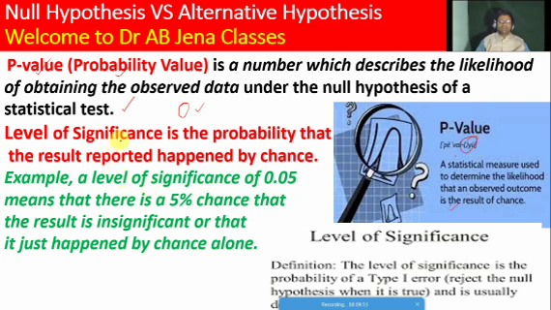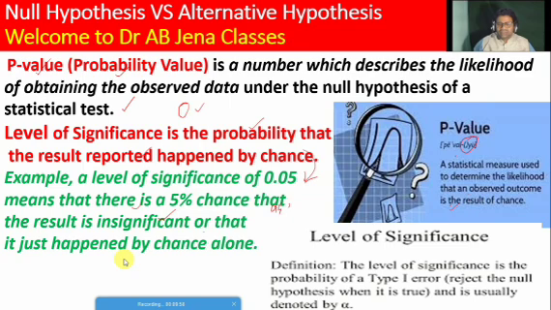So levels of significance, what is this friends? The level of significance is the probability that the result reported happened by chance. Let us take an example and discuss. For example, a level of significance of 0.05 means there is a 5% chance that the result is insignificant, and the rest, that is 95%, that the result will be significant, or that it just happened by chance alone. Here are the definitions of levels of significance that I have collected from Google.